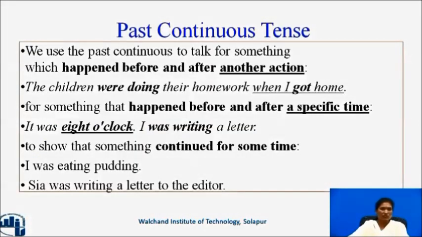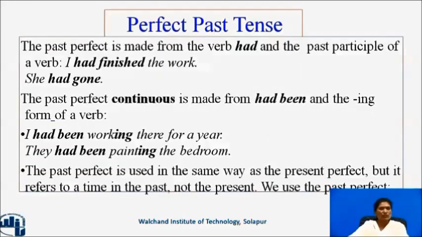Past continuous tense: we use the past continuous to talk about something which happened before and after another action. The children were doing their homework when I got home. For something that happened before and after a specific time, we use past continuous tense. It was 8 o'clock, I was writing a letter. To show that something continued for some time: Tia was writing a letter to the editor.